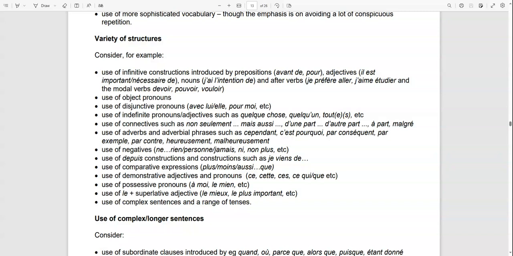Phrases like apart from that, malgré, in spite of. Then adverbs and adverbial phrases are great to try and use. Things such as cependant, however, c'est pourquoi, that is why, par conséquent, therefore, consequently. Par exemple, for example, par contre, on the other hand, heureusement, fortunately, malheureusement, unfortunately.